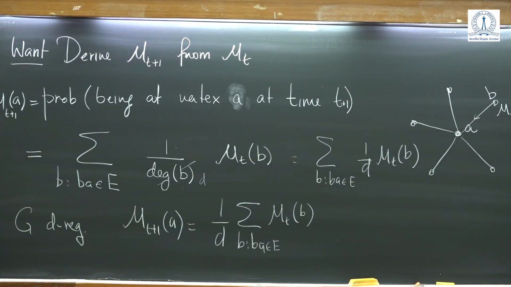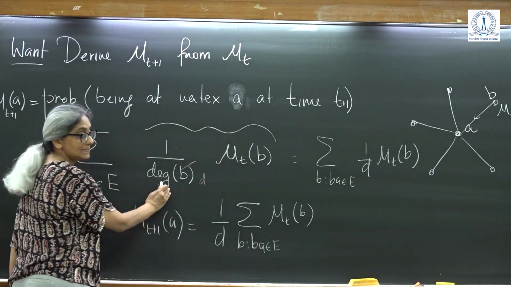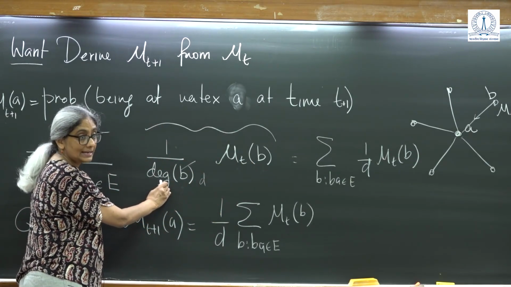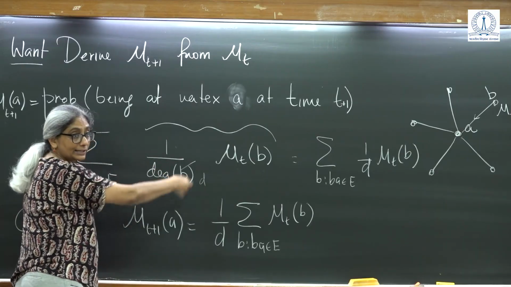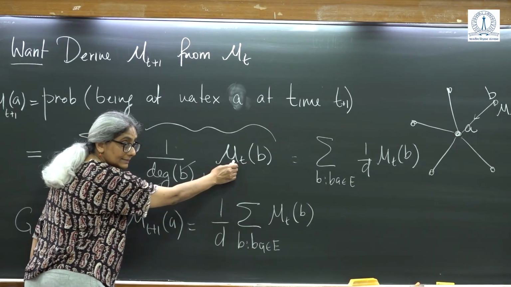Yeah, exactly. So there are D things to sum, but the mu t of B may be different for your different neighbors, right? They're not equal. So it's not just one number. You still have to sum mu t of B, okay? But the degree part comes out. So this was the probability of being at B at time t times the chance that you went from B to A. This part becomes common for all the neighbors. It's 1 over D, that comes out. But these are all different still, okay?